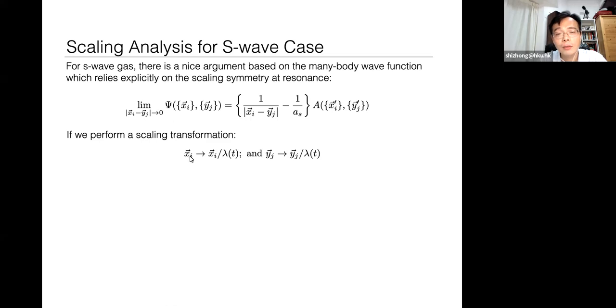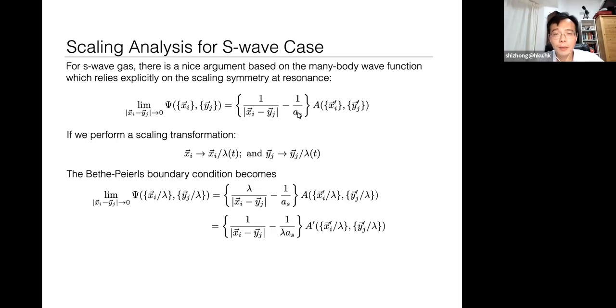So then you simply change the distance by a factor of lambda t for both x and y, and you put it back here. Then this boundary condition is usually referred to as the Bethe-Peierls boundary condition. If you substitute this back into this expression here, you will have this phi, which is now in terms of this rescaled quantity. So you put it back here, you have an extra factor of lambda divided by xi minus yj. Again, this term does keep the same, 1 over as.